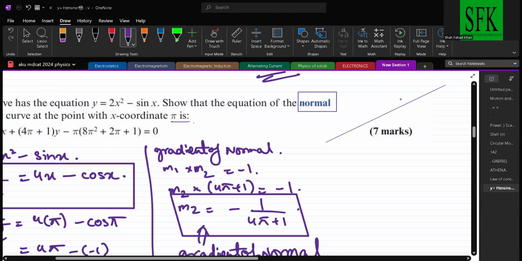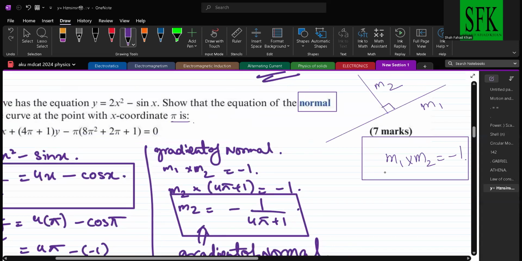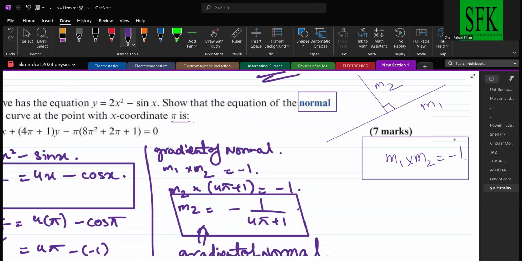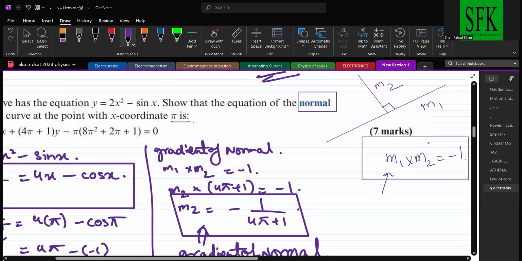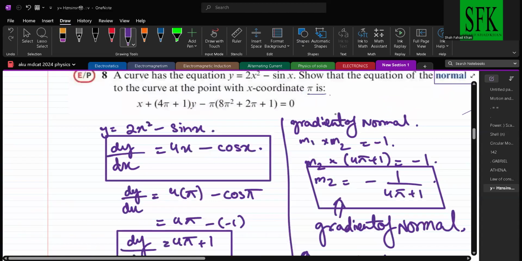So if you have this line right over here, perpendicular to that line is going to be the normal. And if you remember, the product of the gradient of this line and the gradient of the normal is always going to be equal to minus 1. So if you need to calculate the gradient of the normal, you calculate dy by dx, reciprocate it and multiply it by a negative sign, and you get the gradient of the normal. Meaning you just calculate dy by dx and put it into this equation, calculate m2. That's going to be the gradient of the normal.